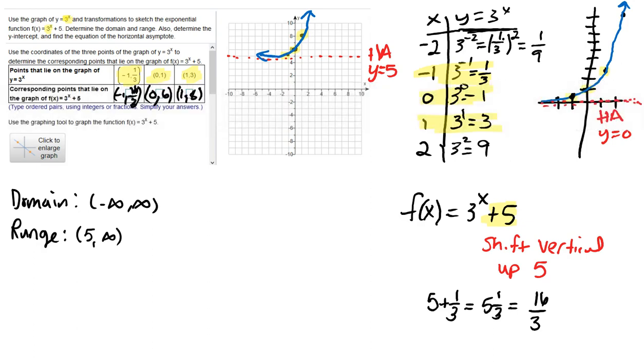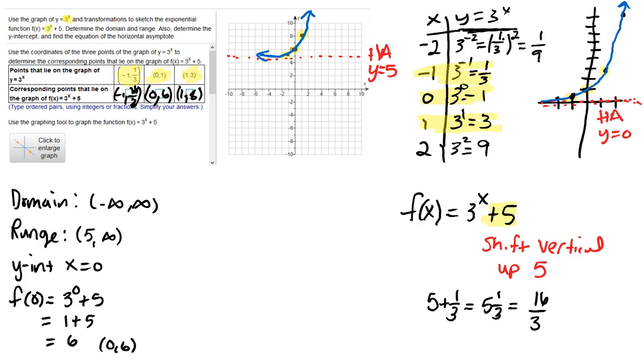All right, so what else did it ask? Determine the y-intercept. Okay, to find a y-intercept, you let x equal 0. So our function f of 0 is 3 to the 0 plus 5. 3 to the 0 is 1, 5 plus 1 is 6. So that is our y-intercept, and that's also the point that we found earlier here. All right, so we found the y-intercept.